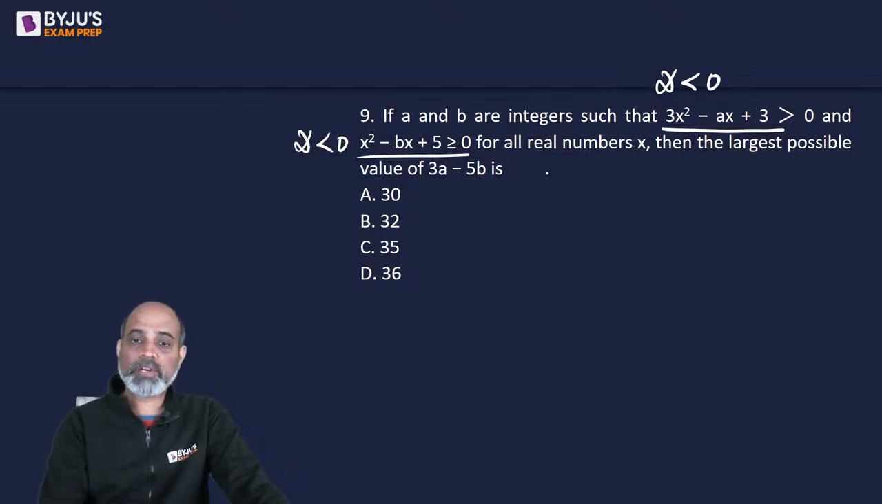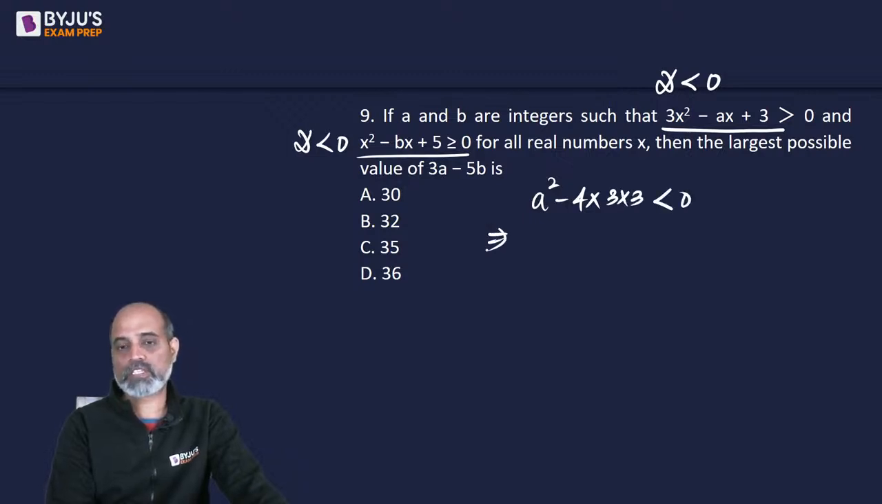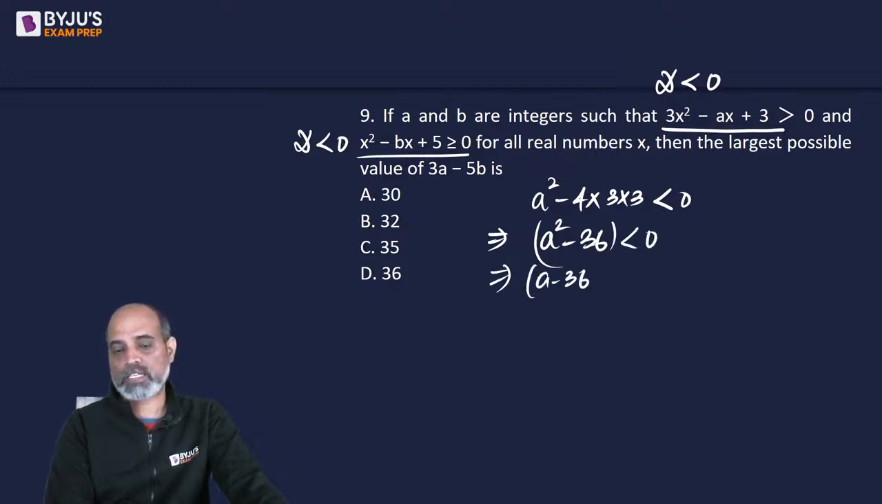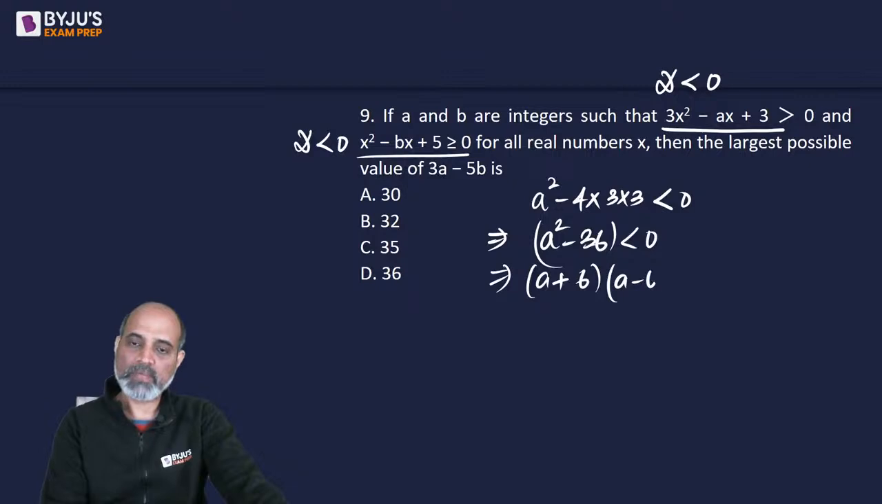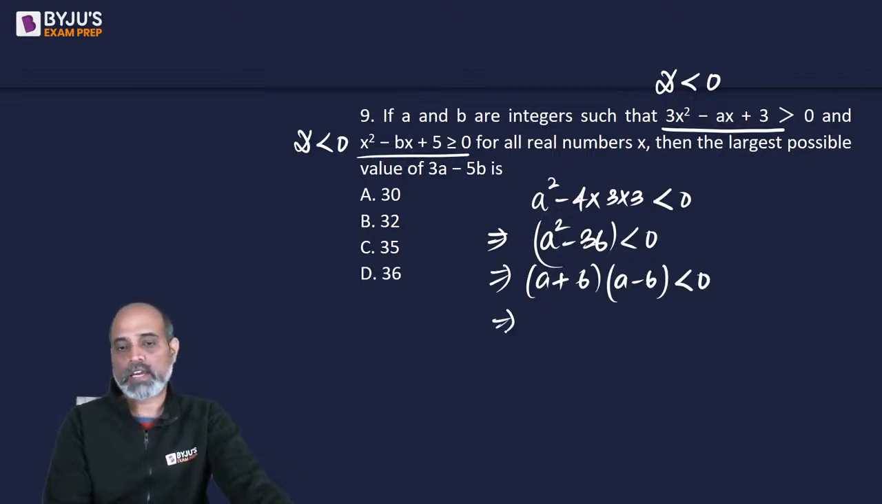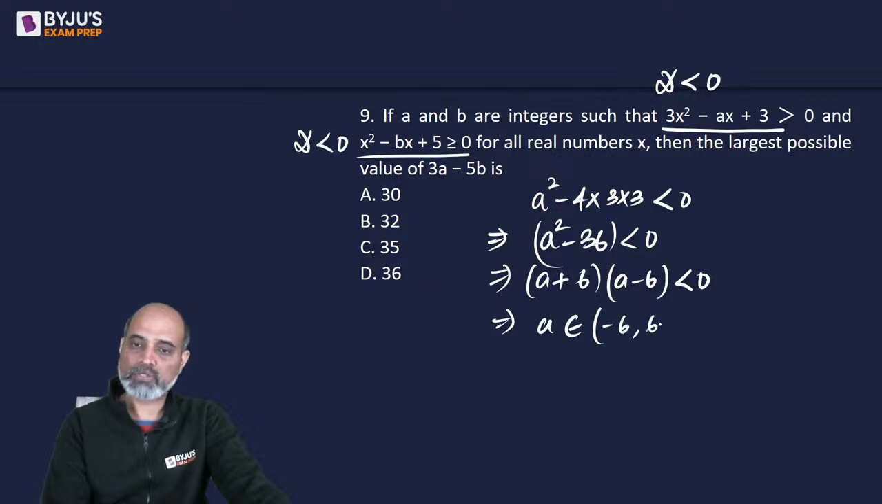So the discriminant of the first one is going to be b square minus 4ac, and it has to be negative. So this gives us a square minus 36 less than 0. This gives us a plus 6 into a minus 6 less than 0, and this results in a being from minus 6 to 6.